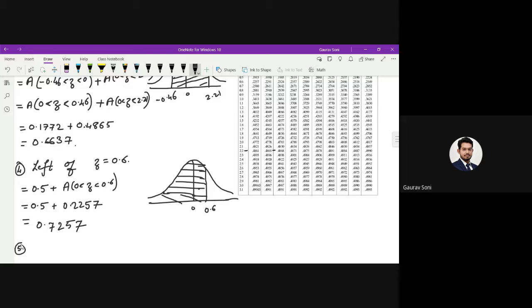Fifth one. Left of z is equal to minus 0.6.